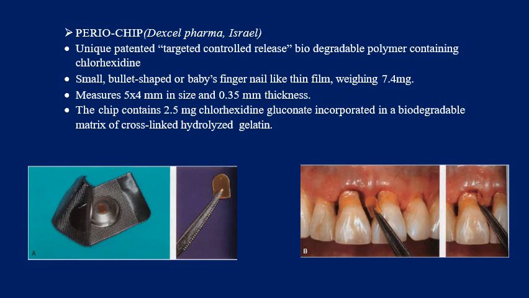The first is PerioChip. It's a unique patented targeted controlled release biodegradable polymer containing chlorhexidine. It is small, bullet shaped, or a baby's fingernail shaped thin film weighing 7.4 milligrams. It measures 5 by 4 millimeters in size and 0.35 millimeter in thickness. The chip contains 2.5 milligram chlorhexidine gluconate incorporated in a biodegradable matrix of cross-linked hydrolyzed gelatin.